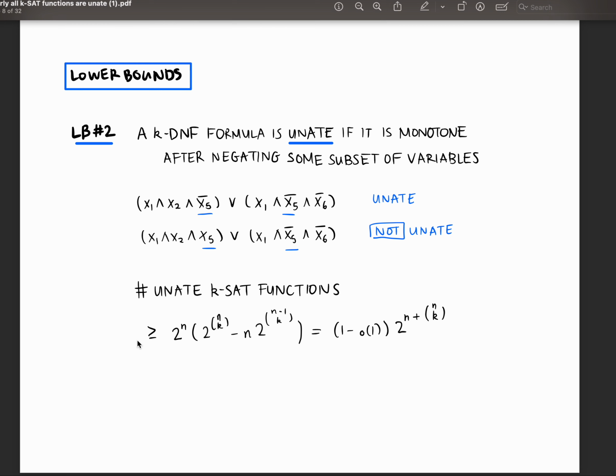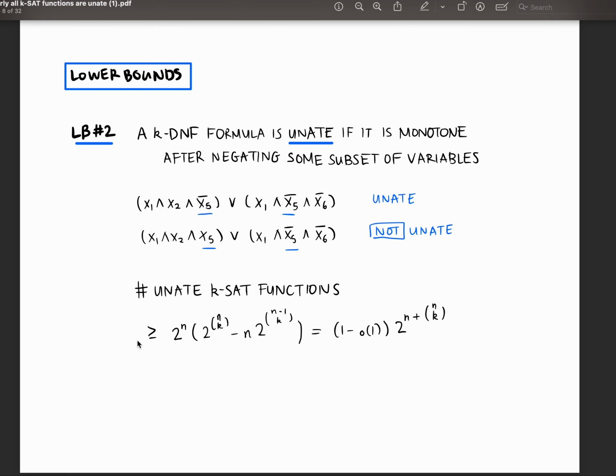Now we can improve this lower bound a little bit by using the fact that it wasn't actually very important in that proof that all the variables were positive. In fact, if we required all the variables to only appear in their negative form, the proof would have worked just as well. So we can extend the class of functions slightly to the class of unate formula. So a KDNF formula is unate if I can negate a subset of the variables and make it monotone. What that means, in other words, is that there's no variable that appears in the formula both as plus x and as not x, both in its positive and negative forms.